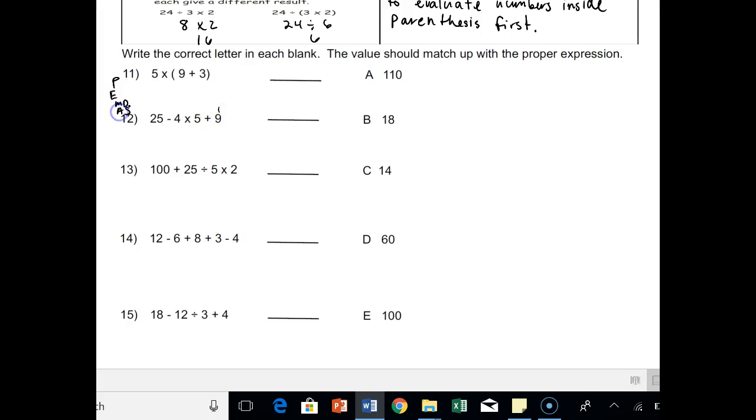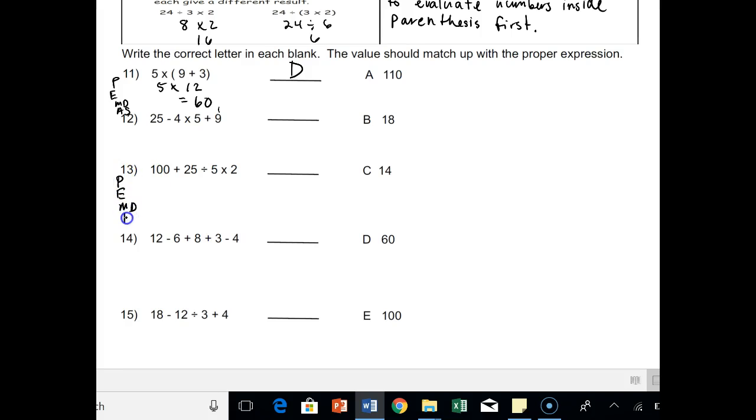PEMDAS. I want to do parentheses first, so that's 9 plus 3 first, which is 12. And then I want to do 5 times 12. So 5 times 12 gives me 60. Right? So I'm looking for 60. That's D. I put D on the line right there.